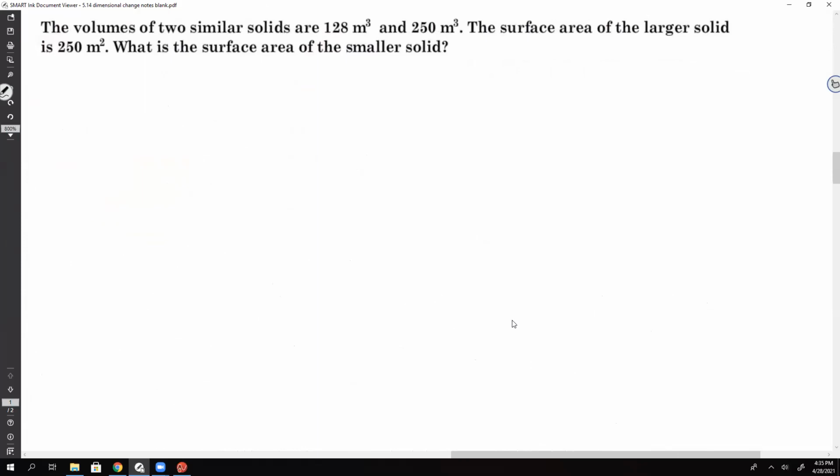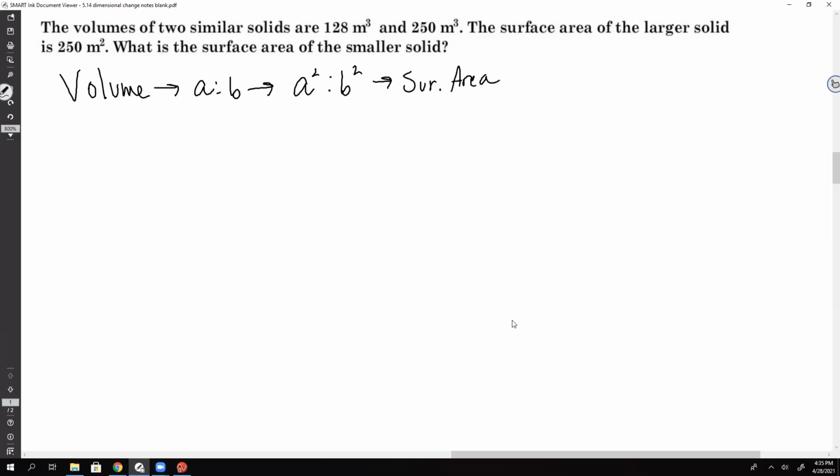It says the volumes of two similar solids are 128 meters cubed and 250 meters cubed. The surface area of the larger solid is 250 meters squared. What is the surface area of the smaller solid? So first thing we need to do is get our ratio A to B. You always need to go from volume to A to B, and then for your surface area, you're going to get A squared to B squared. And you get your surface area. So that's the order we have to go.